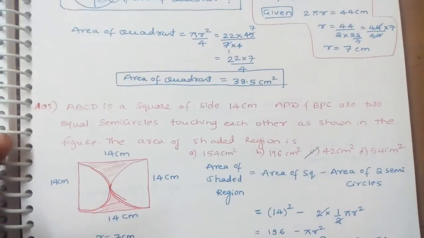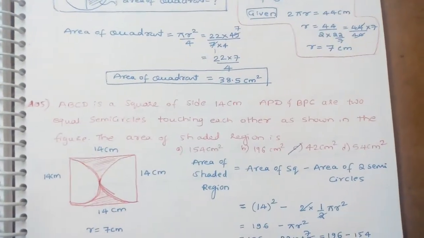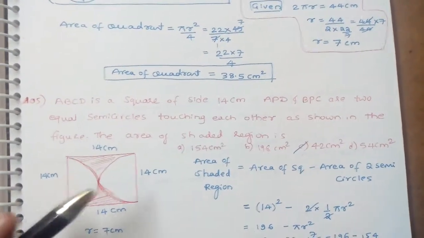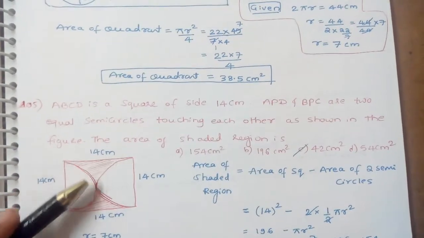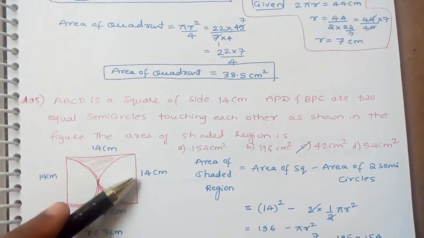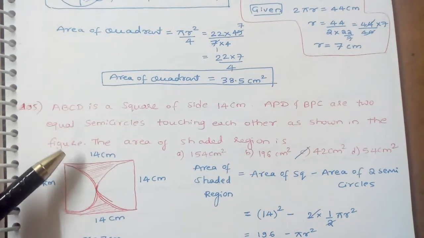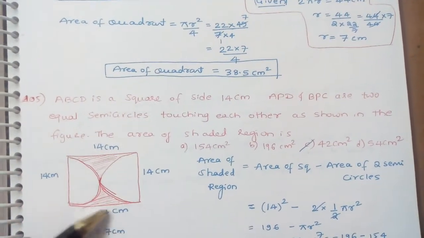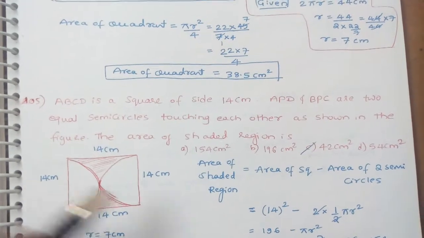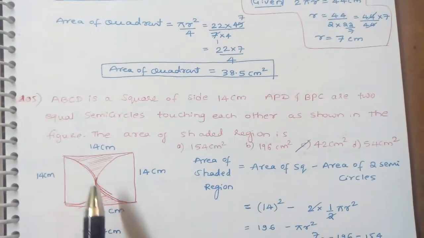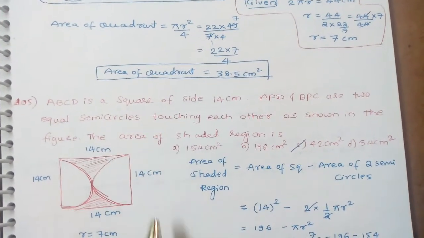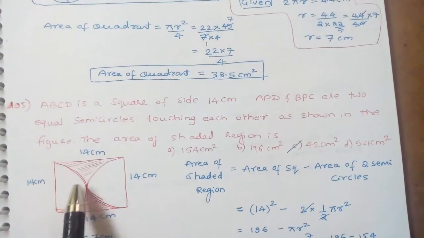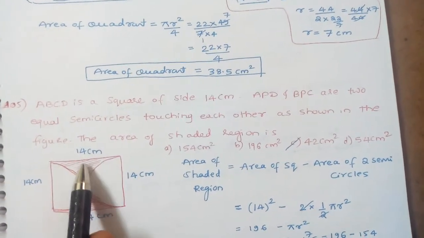ABCD is a square of side 14 centimeters. APD and BPC are two equal semicircles touching each other as shown in the figure. We have to find the area of the shaded region. This is a square of side 14 centimeters. To find the shaded region, from the area of the square we subtract the area of these two semicircles, and we get the shaded region.